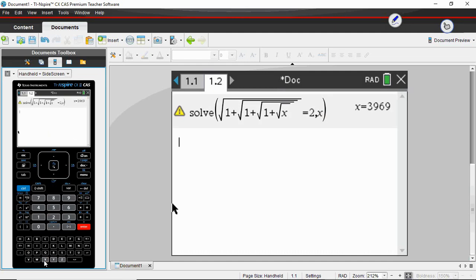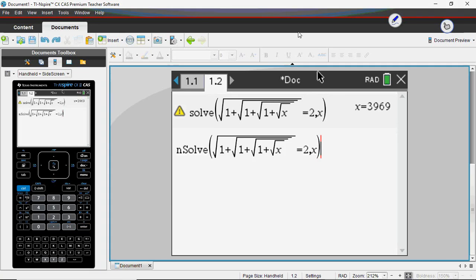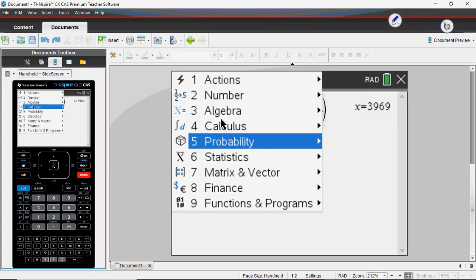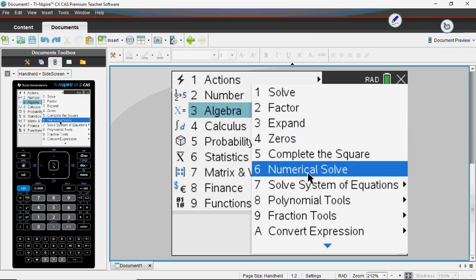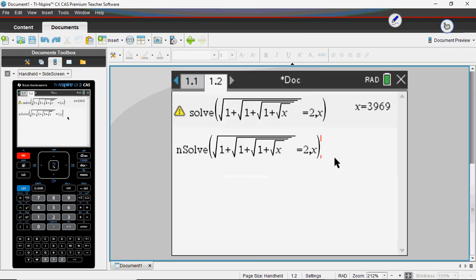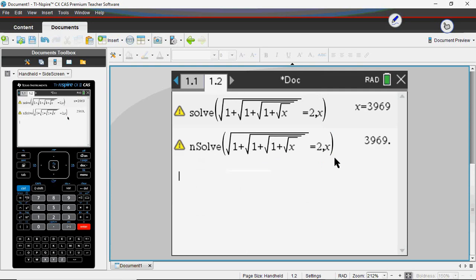Isn't that amazing? If you do not have a CAS calculator, then from the menu screen, you would just choose numerical solve. This will appear on your screen as well. And then the exact same thing. We type it all in, comma x, press enter, and it gives us the answer.